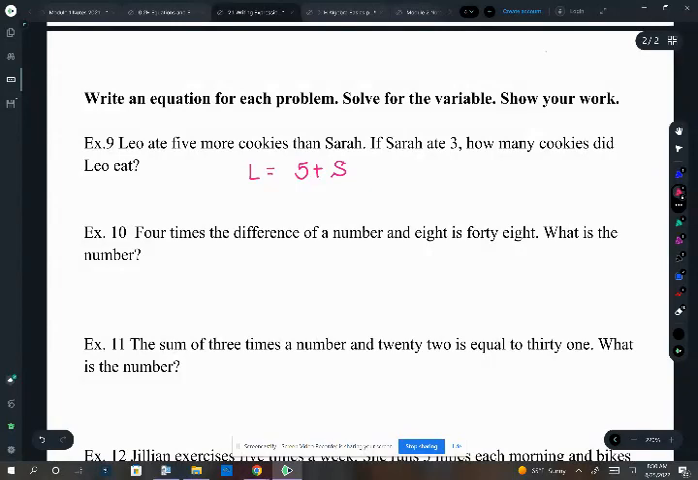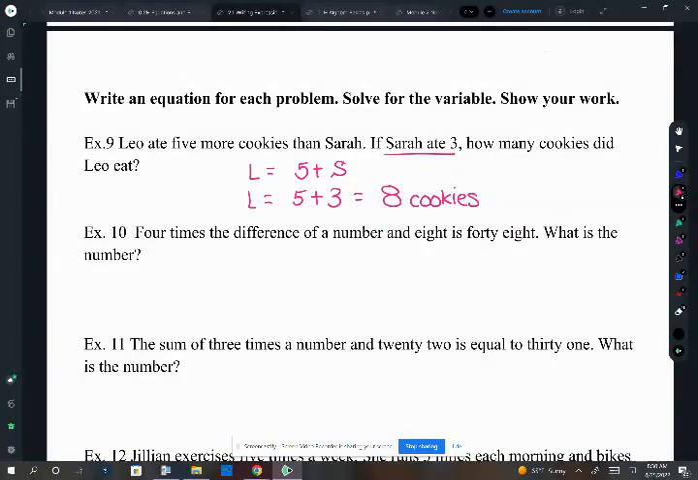But then they give us a piece of information. Sarah ate 3. So that means Leo ate 5 plus 3, which equals 8. So Leo ate 8 cookies. Now that's a very simple, straightforward one. Sometimes they're a little bit harder, like example 10.